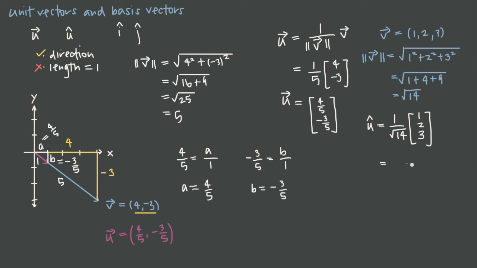And so the unit vector is going to be 1 over root 14, 2 over root 14, and 3 over root 14. Now we mentioned before at the beginning of the video that we have these special unit vectors called i and j. We actually call these the standard basis vectors. And they're special because they're 1 unit long, and these are the standard basis vectors for R2, the real plane. So this is R2 here.